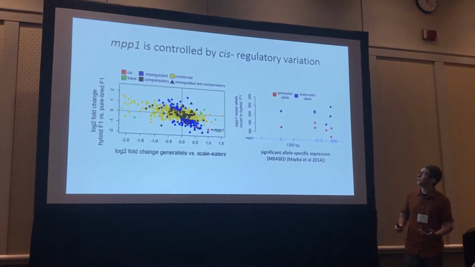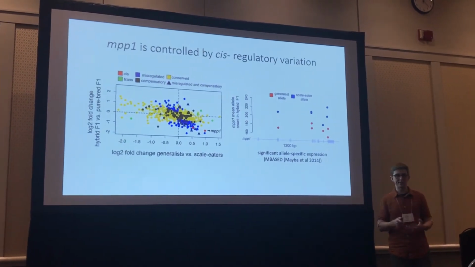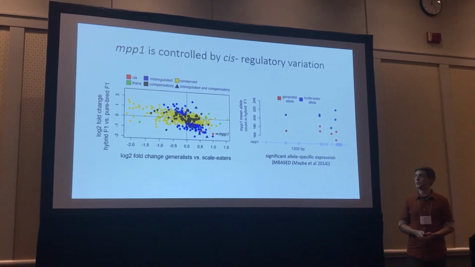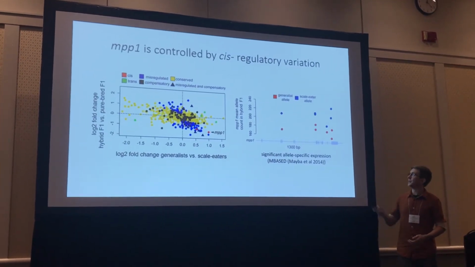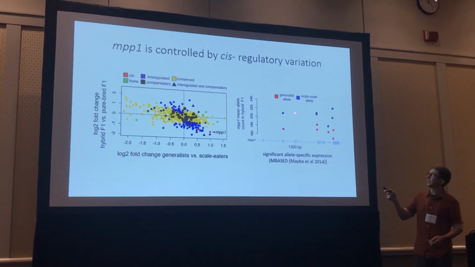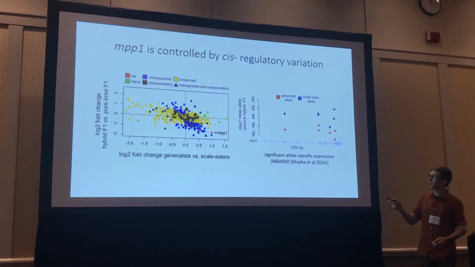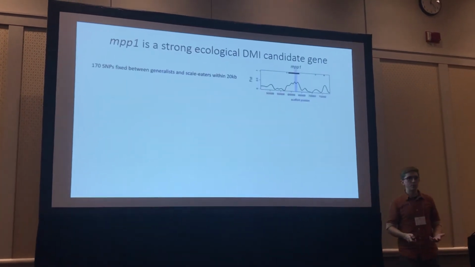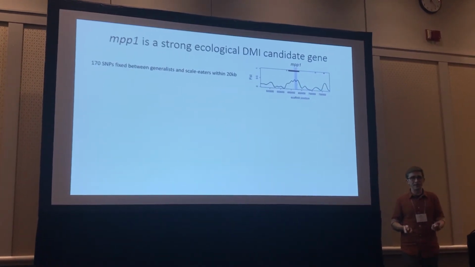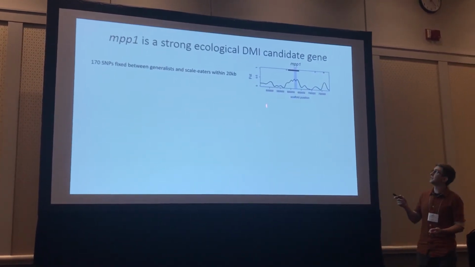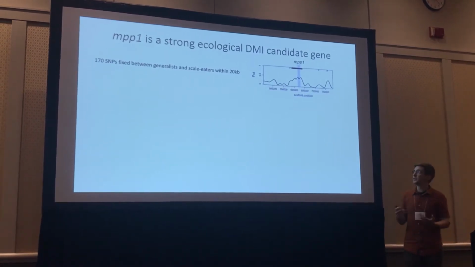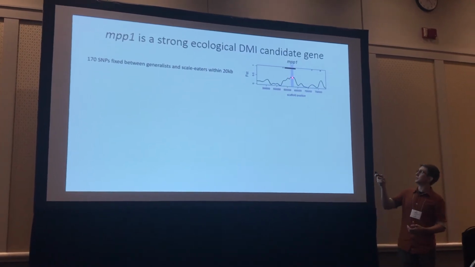This gene shows differential expression between generalists and scale eaters, as I said, but they also show expression patterns that are consistent with being differentially expressed due to cis-regulatory divergence. This gene shows allele-specific expression in hybrids where the scale eater alleles are more highly expressed than the generalist alleles. And in short, this is really cool because it suggests that there's some linked variation nearby MPP1 that's controlling expression divergence. And we find 170 SNPs that are fixed between populations that are within 20 kilobases of the gene. The gene region is in blue here.